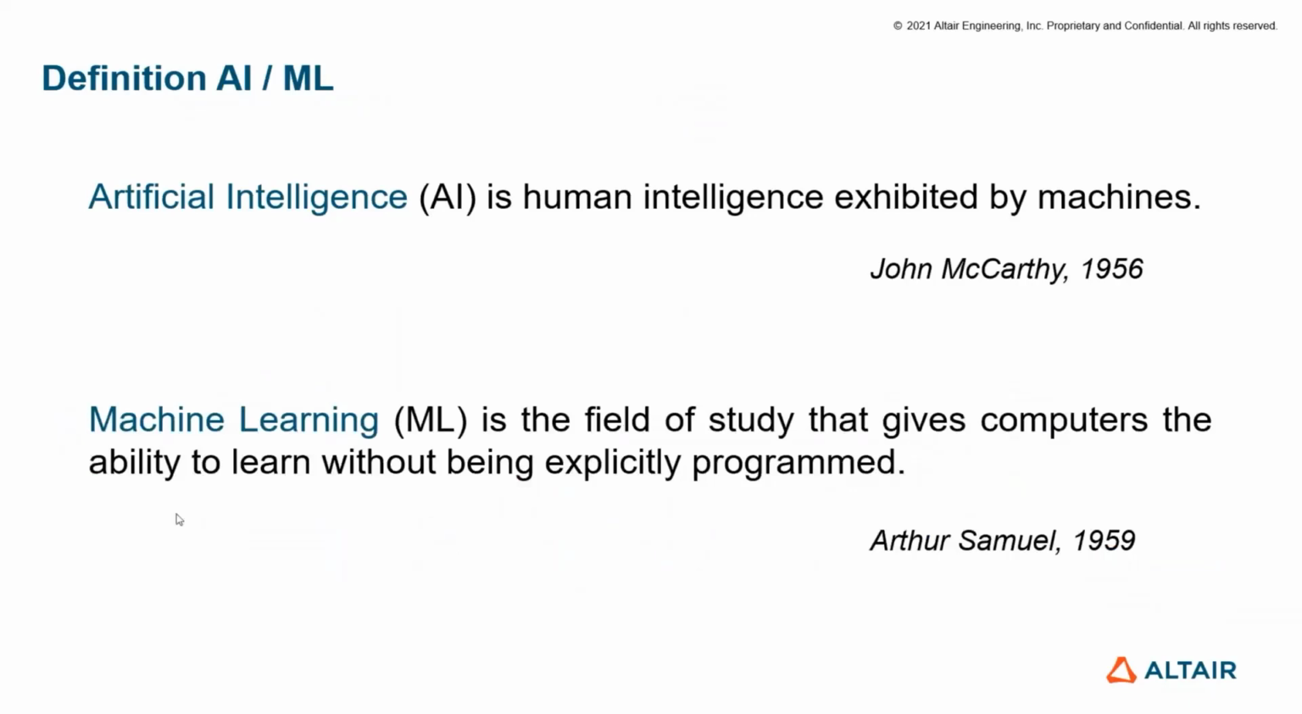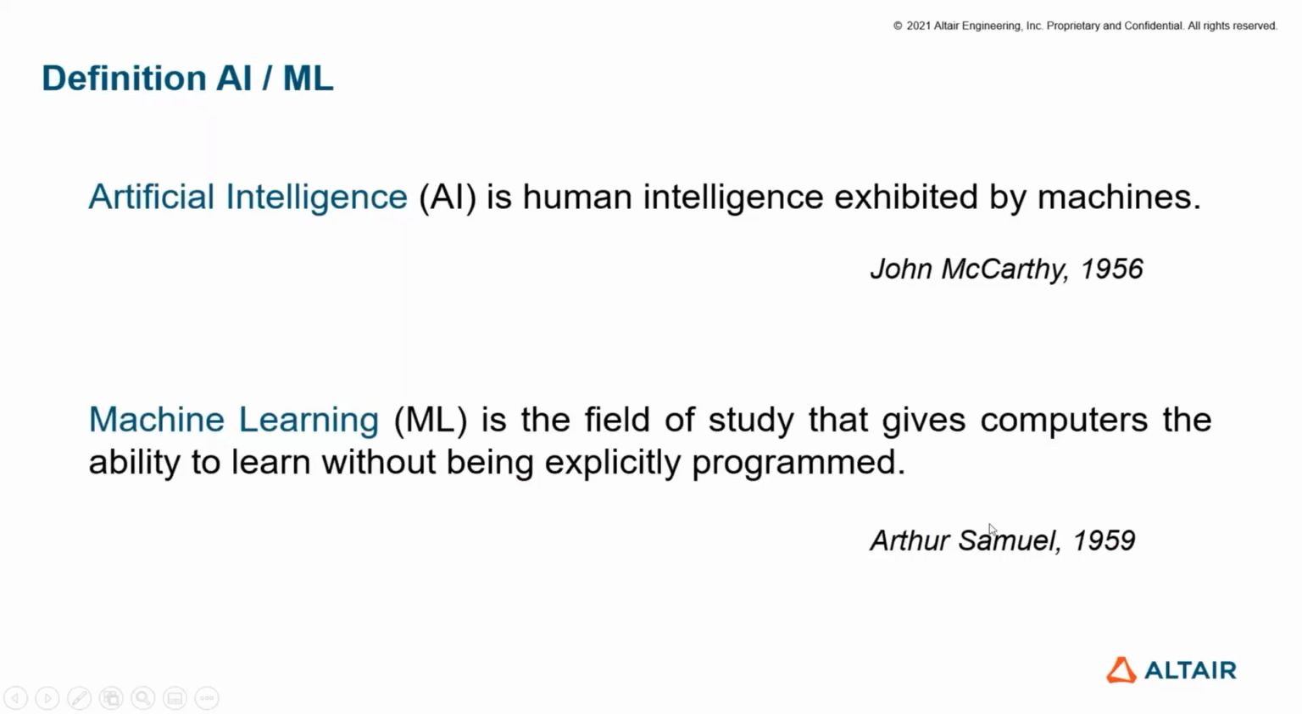So in simple terms, now I will go through the definitions given by some famous authors in the past. Artificial intelligence is human intelligence executed by machines, by John McCarthy in 1956. And machine learning is the field of study that gives computers the ability to learn without being explicitly programmed. Arthur Samuel is a very famous person. If any computer science graduates are here, they know it.